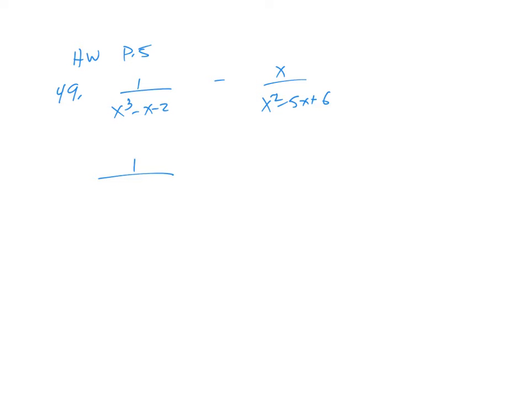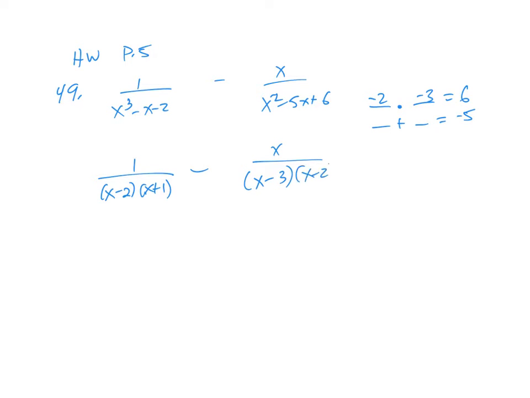So we're looking for two numbers that multiply to -2 and add to -1. And so we'll factor this as the quantity x minus 2 times the quantity x plus 1. And then in the second fraction, we're looking for two numbers that multiply to +6 but add to -5. Those numbers are -2 and -3. So the second denominator will factor as x minus 3 times x minus 2.